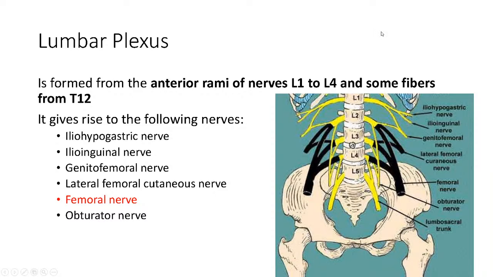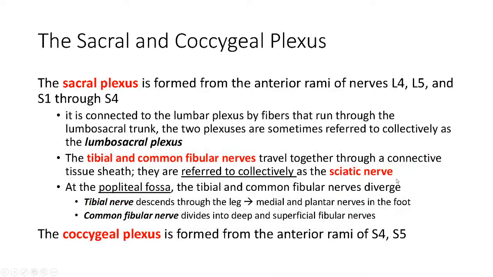The lumbar plexus is formed from the anterior rami, that's the plural of ramus, for nerves L1 to L4, and some of the fibers from T12 as well. And it gives rise to a couple important nerves. You have the iliohypogastric nerve, ilioinguinal nerve, the genitofemoral nerve, the lateral femoral cutaneous nerve, and then we have the femoral nerve and the obturator nerve. Now the femoral nerve is going to give rise to a lot of the nerves innervating the muscles of the leg.